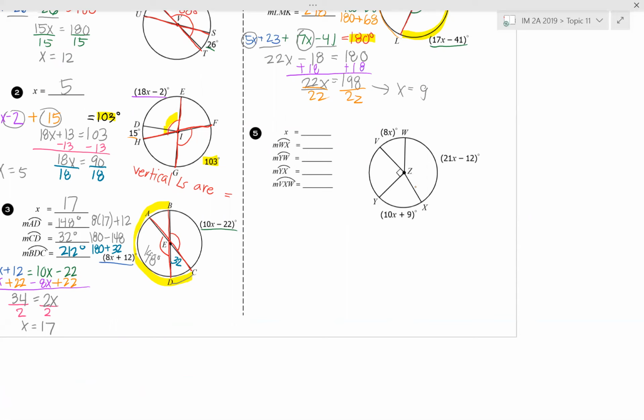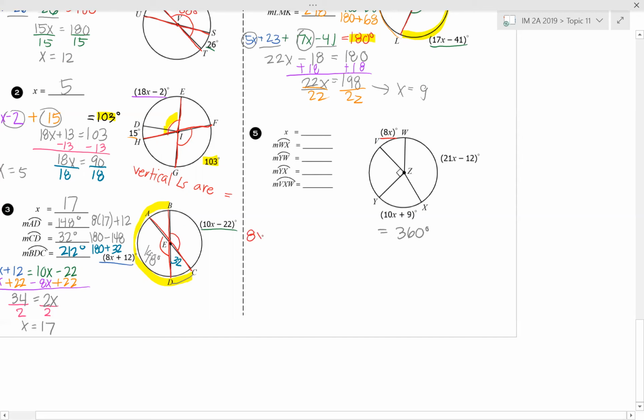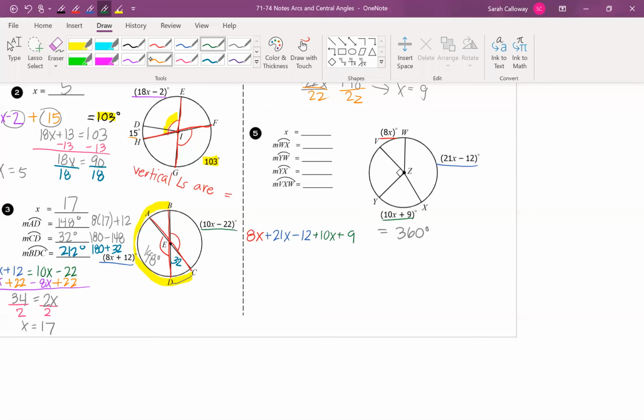So that means that in this case, I can use the idea that a whole circle is 360 degrees and then add each piece together, meaning I've got 8x plus 21x minus 12 plus 10x plus 9 plus what is 90 degrees.